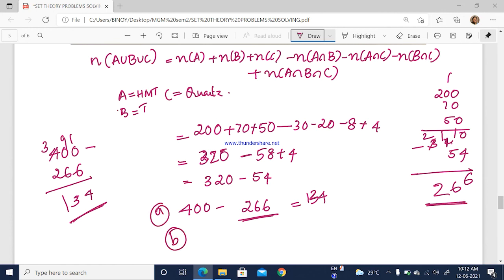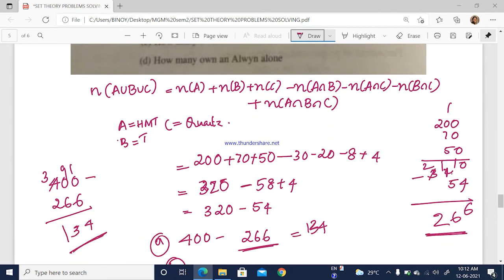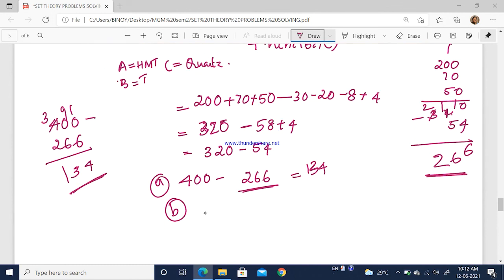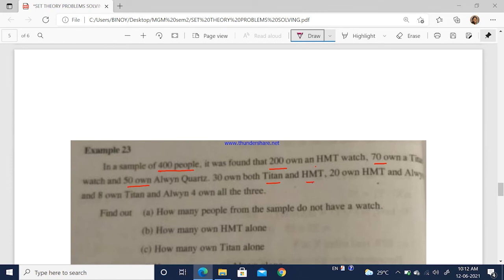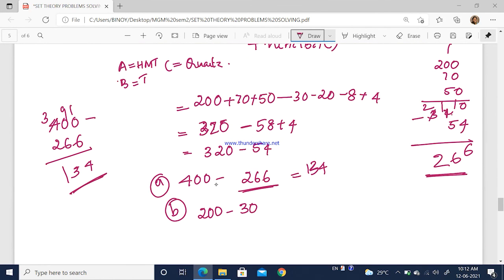Now looking into the second question, the number of people who own HMT alone. HMT alone is found from 200. From 200 we need to subtract 30, that is common to both Titan and HMT, as well as 20, then add all three together. So we'll get 200 minus 30 minus 20 plus 4. You will get the answer 154.